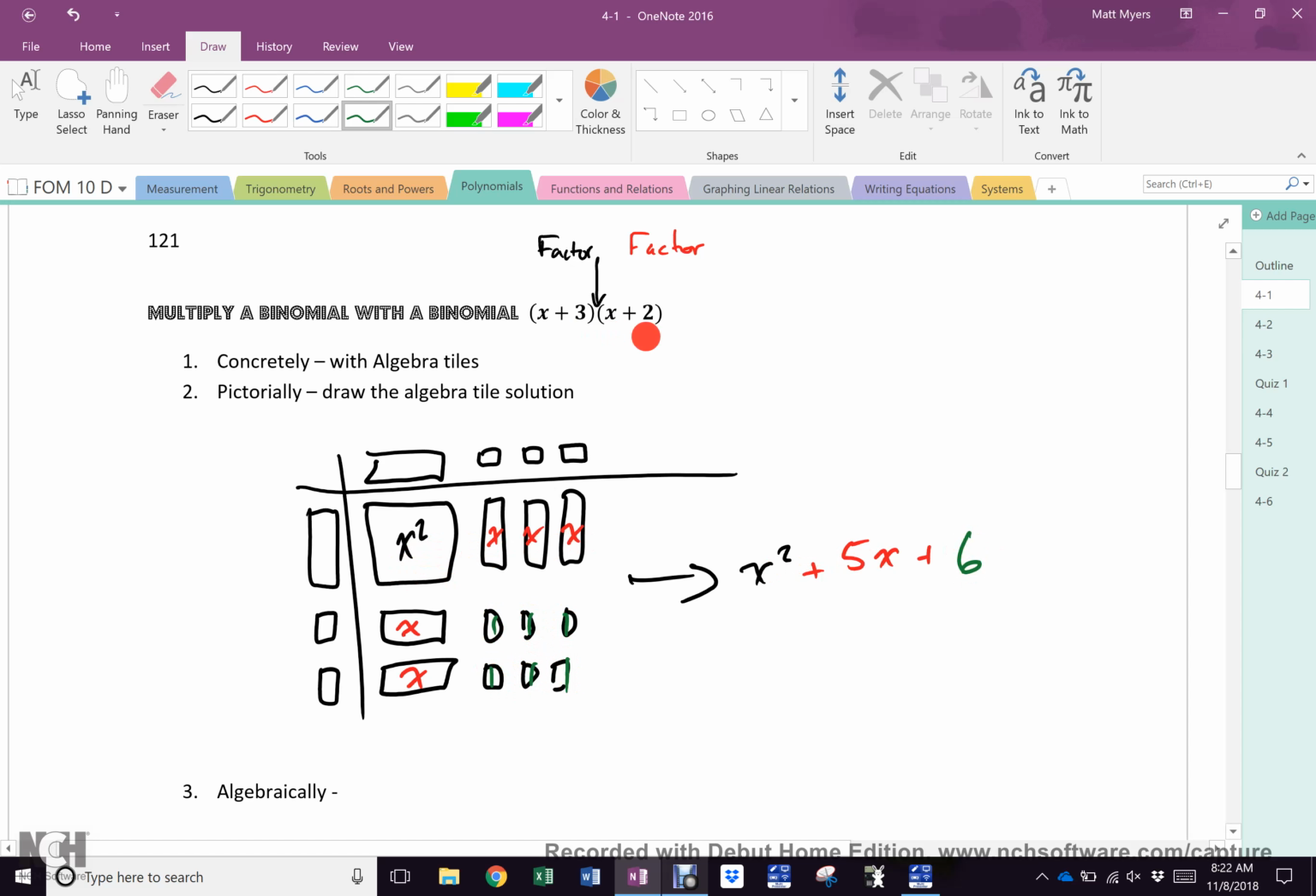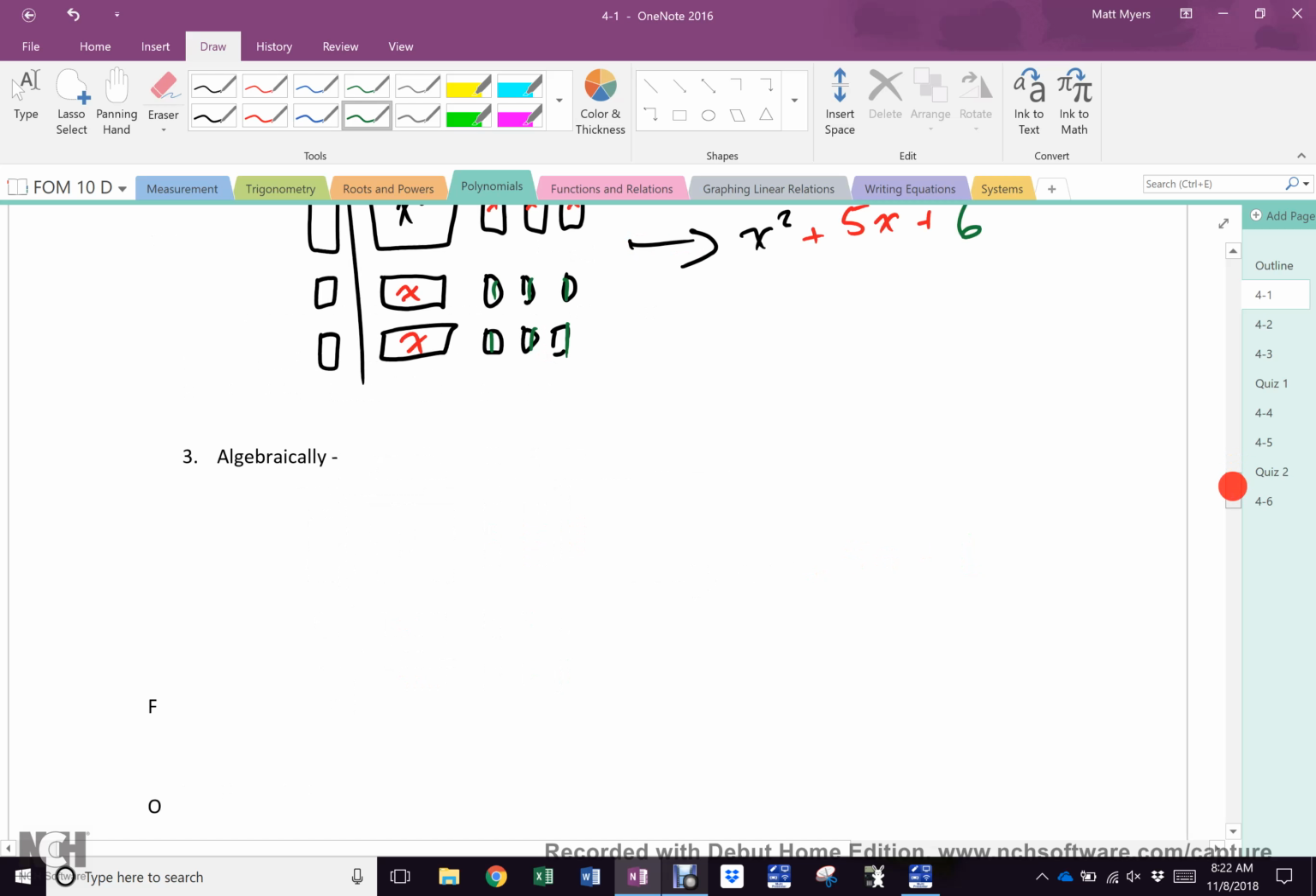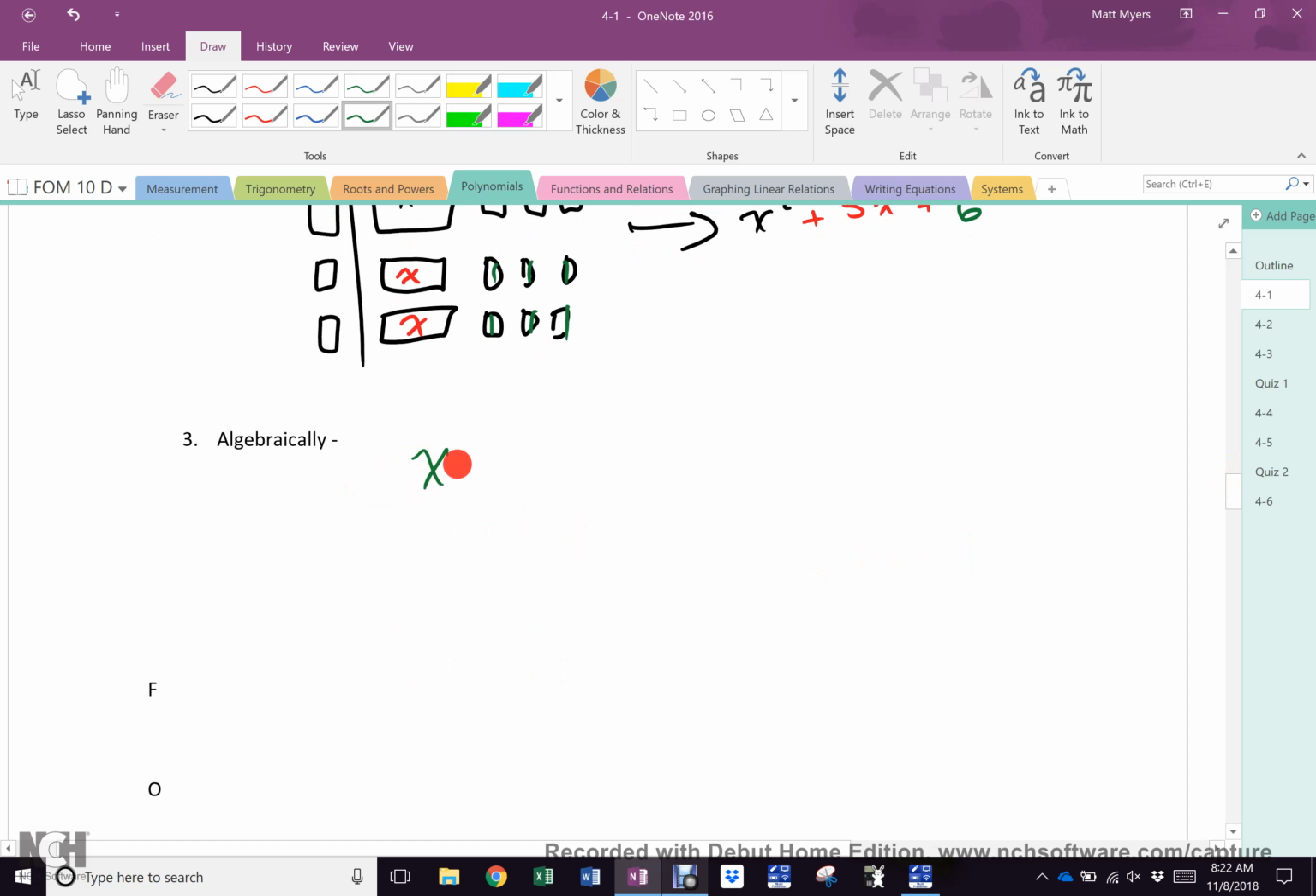What about the original equation? I know. That's what we're about to discuss. X plus 3, x plus 2. Now, if there was no 3 there, how would you do that? X squared. And then plus 2x. Everybody see that?